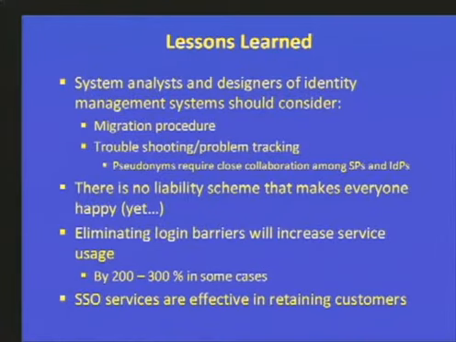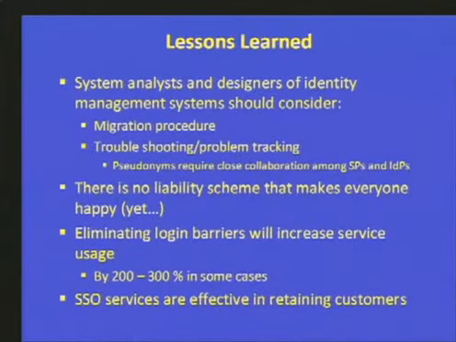Lessons learned. System analysis and design of identity management systems should consider migration procedures, and troubleshooting and problem tracking is very important, because as I explained in the canonical view of identity, it's very complicated. So if something goes wrong with identity, it's really difficult to trace back, because on purpose we make it difficult.